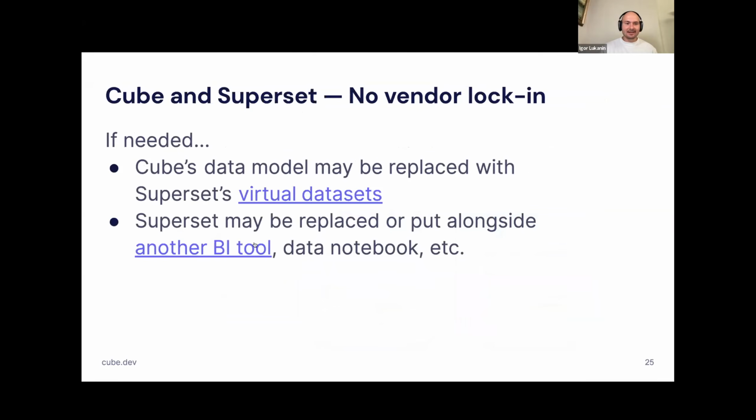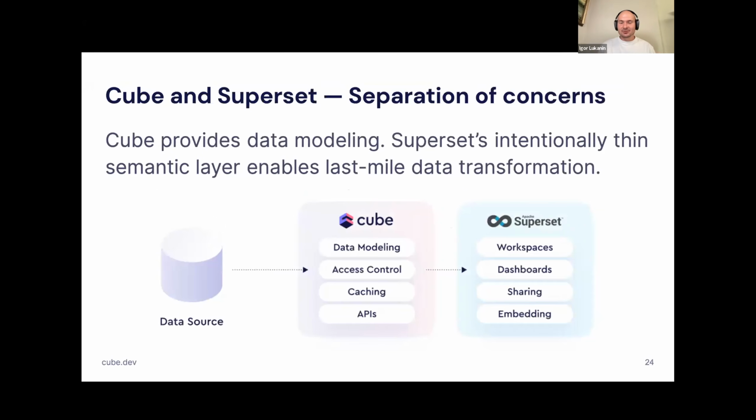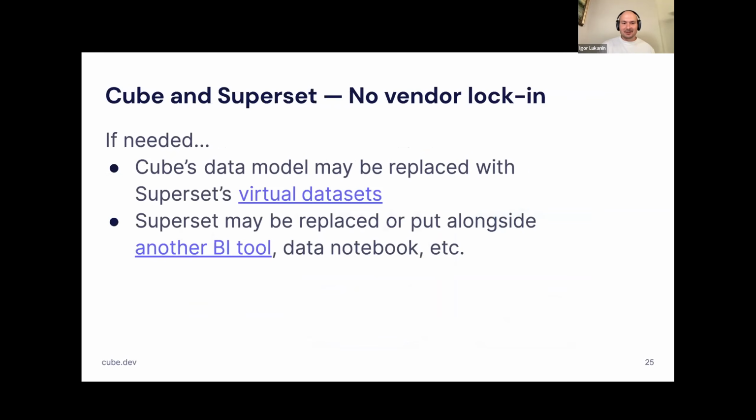Cool. Let's proceed then. Okay, so a little bit more on having less vendor lock-in. Say you decide to adopt the Cube with Superset stack, and then for some reason you want to drop one tool or the other. Well, you always have options, right? Because these are two separate tools, and you might want to introduce something else into your stack.